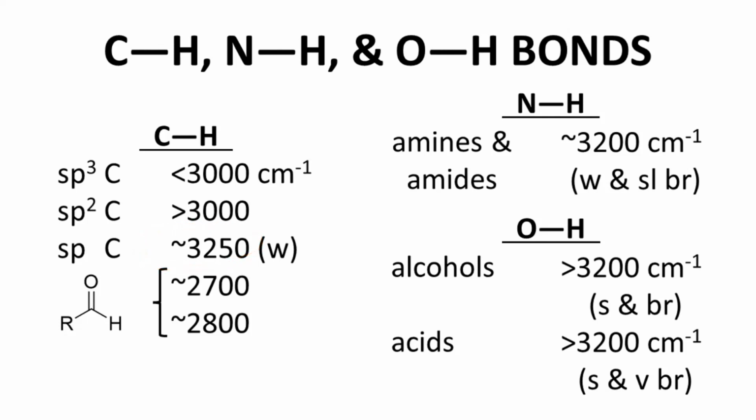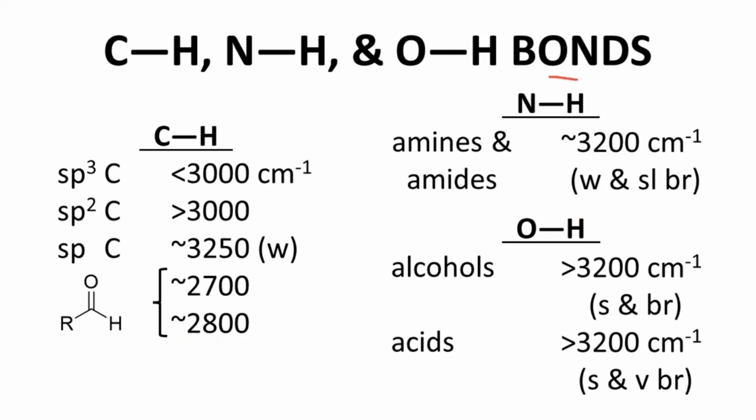None of these CH signals are particularly strong, but the alkyne CH is typically weak. There is one last special CH, the CH of an aldehyde. This bond gives two signals in an IR spectrum, one at about 2,700 and another at close to 2,800. These two signals are very characteristic of an aldehyde.